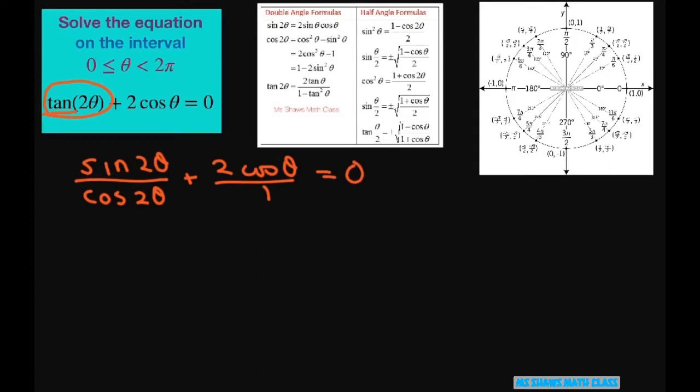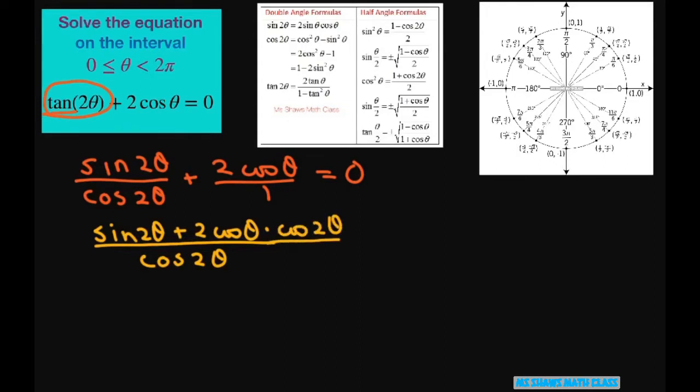Now let's get our common denominator, which is cosine of 2 theta. So we have sine of 2 theta plus 2 cosine of theta times cosine of 2 theta. If I want cosine of 2 theta here, I have to also multiply it here. That's all I did. Now from here, we set this to 0. If you cross multiply, this goes away. So now we only have to deal with the numerator.